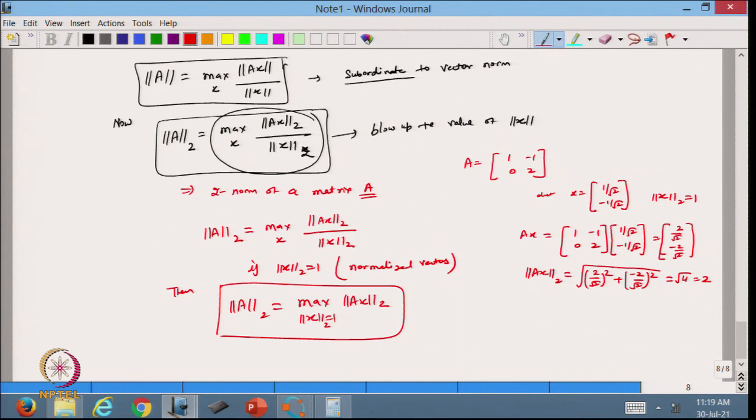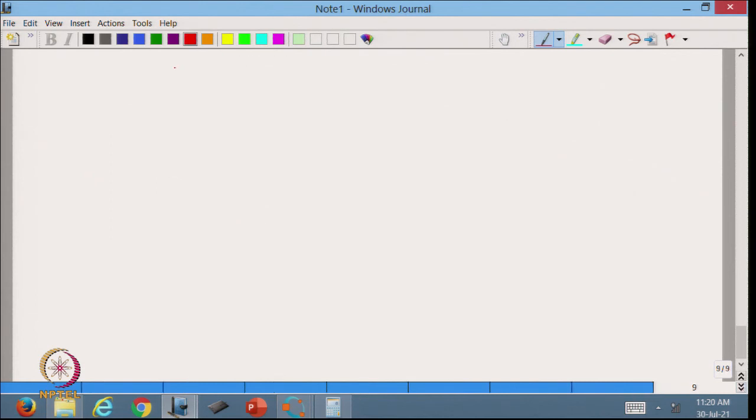So, from here I can define norm of Ax by norm of x, that is basically 2. So, I started with a vector whose norm was 1 and now I defined this one and its value became 2. So, now maybe I can choose another vector.